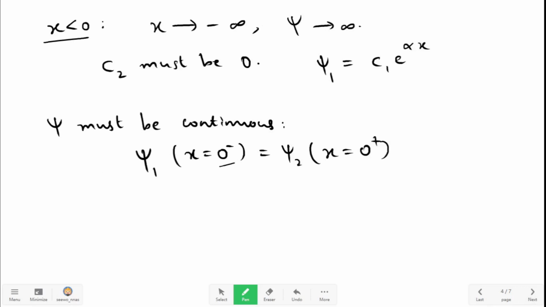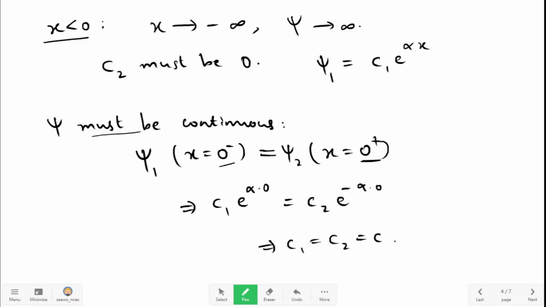0 minus means we are approaching 0 from the left side of the axis, and 0 plus means we are approaching 0 from the right side of the axis. So both of the values must be the same. The wave function must be the same in both cases because psi is continuous. That's the property of wave function. This implies C1 e raised to alpha 0 is equal to C2 e raised to minus alpha 0, which implies C1 is equal to C2.